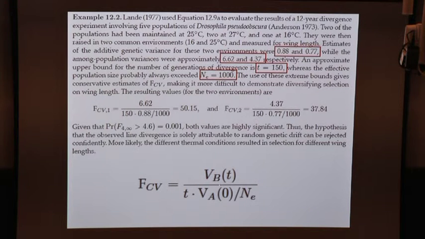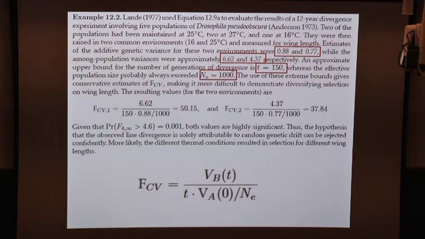So you basically perform the constant variance test. There's the between group variance, 6.2 and then 4.3. Down here is time, 150. This is the initial additive variance, 88 and 77. That's the effective population size, and you get whopping big numbers, right? Compare this number, this is for the 5 populations at 16 degrees, to a chi-square with 4 degrees of freedom numerator, infinite denominator. The chance that it's bigger than 4.6 is 0.1%. That's a heck of a lot bigger. So both of these are very highly significant.